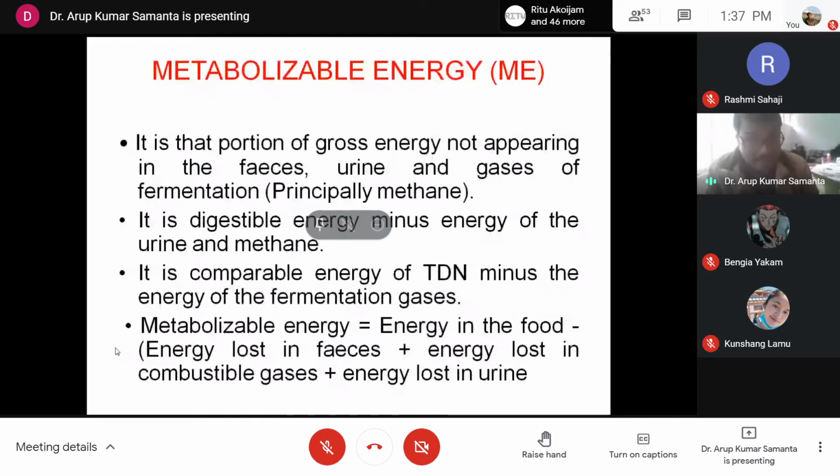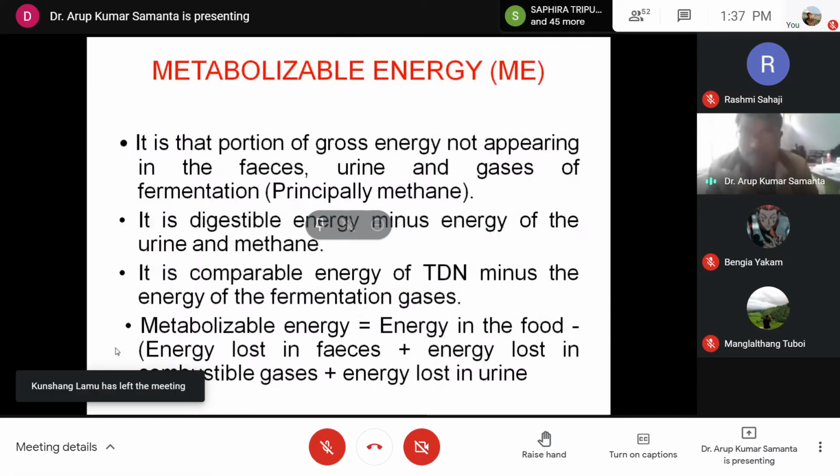One should remember, suppose we are asked how to calculate the metabolizable energy value from the gross energy value, in that case what you have to do: gross energy minus fecal energy, minus urinary energy, minus methane energy or gaseous energy. If you deduct all of these from the gross energy, you will get the metabolizable energy. But if you have to calculate the metabolizable energy from the digestible energy, digestible energy minus urinary energy and methane energy, you will get the metabolizable energy.